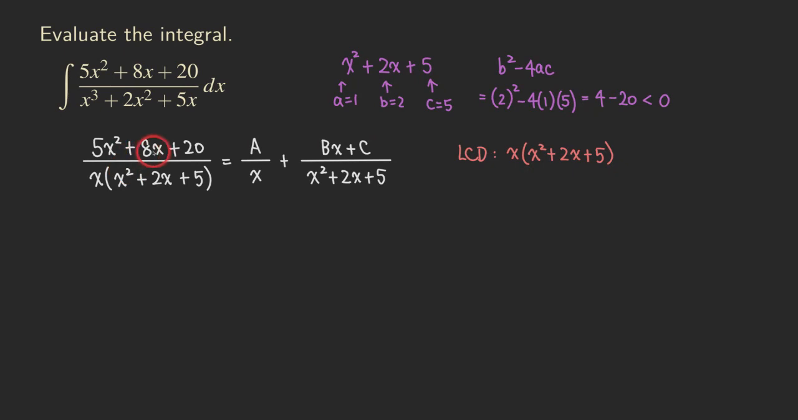So as you can see for the left side, for the original function, if you multiply by the LCD, you are going to be able to cancel the x. And then you're also going to be canceling the x squared plus 2x plus 5. So we are getting just the 5x squared plus ax and then plus 20. Okay, so far so good. Now, what about the right-hand side? For the right-hand side, we have x here, and that's another x.